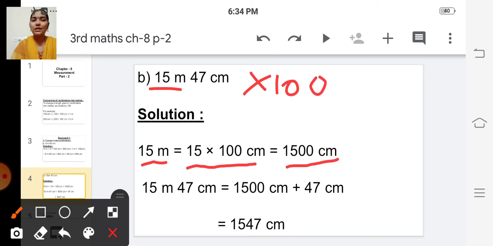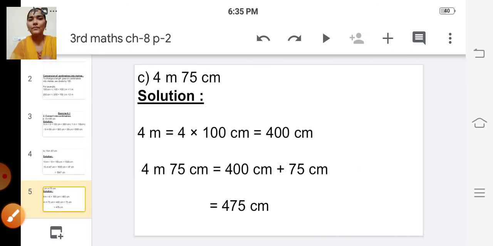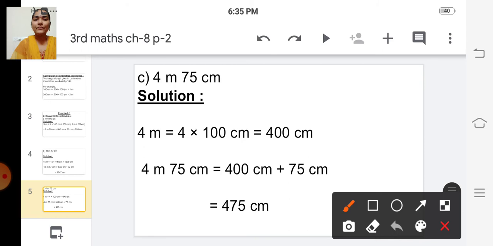Okay, and in the next step we have to add this 1500 centimeters plus this 47 centimeters. So 1500 centimeter plus 47 centimeter is equal to 1547 centimeters. Is it clear, children? So we have converted into centimeters. Okay, the next one, 4 meter 75 centimeter.